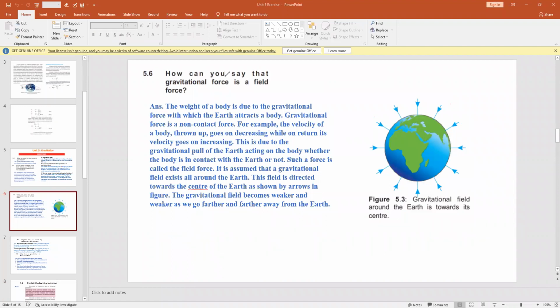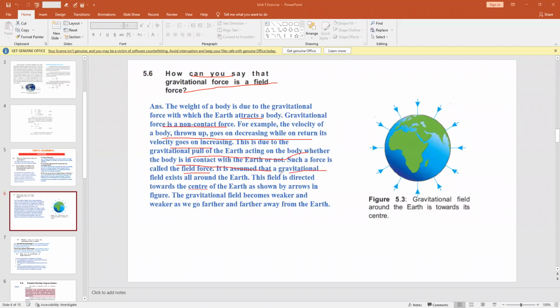5.6 is, how can you say that a gravitational force is a field force? The weight of a body is due to the gravitational force with which the earth attracts a body. Gravitational force is a non-contact force, for which the velocity of a body thrown up goes on decreasing, while on return its velocity goes on increasing. We also have experience of this in our daily life. If you throw some object in the upward direction, at the end it will come in a downward direction because of the gravitational pull that is acting on the body, whether the body is in contact with the earth or not. Such a force is called a field force.